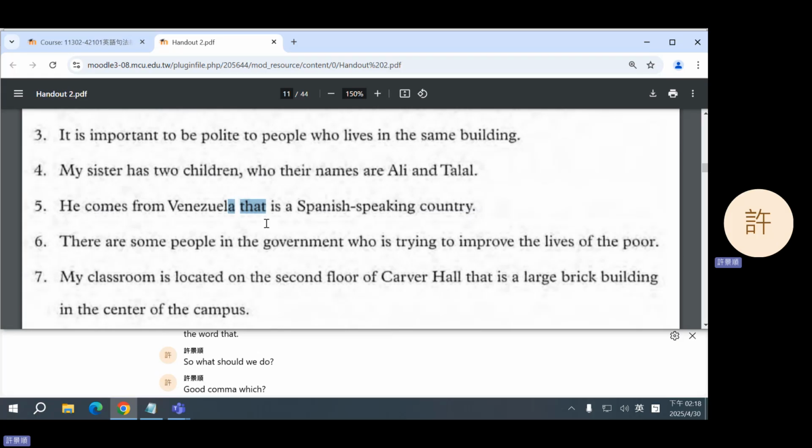Now, if you want to save space, you will realize that which plus is a relative pronoun plus a be verb, and you can skip this part. So you can, in fact, just take out which is, and it would also work. So he comes from Venezuela, comma, a Spanish-speaking country is also acceptable.